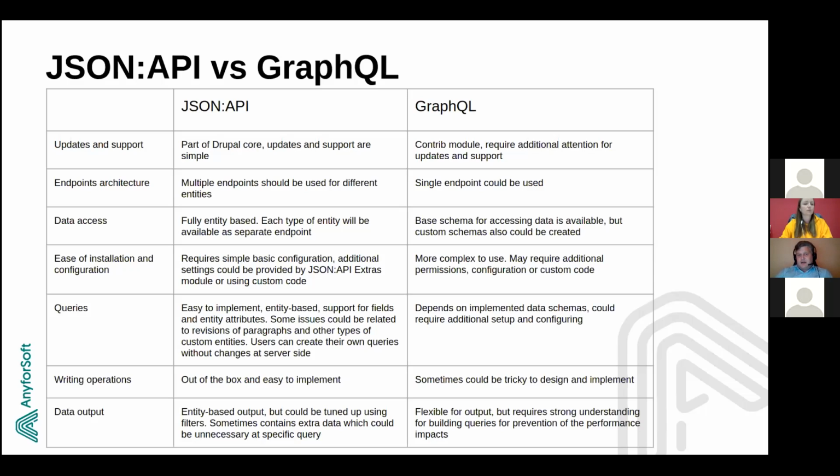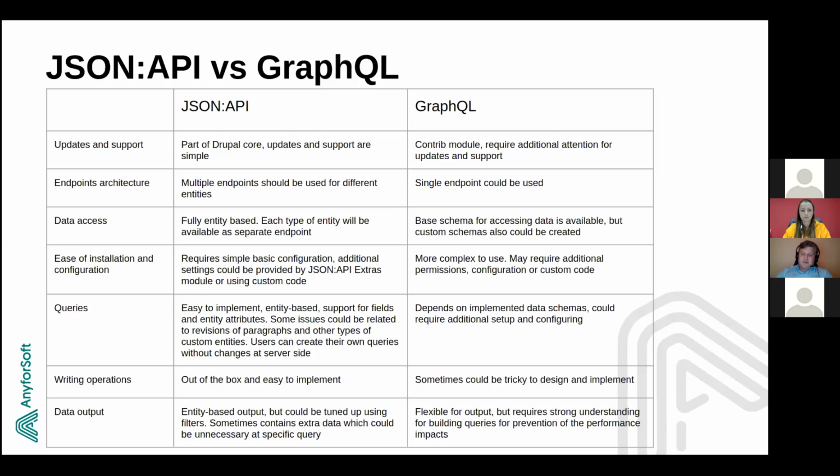And for data output, for JSON API, the data output is entity-based, so we will have exactly the same structure as we have in Drupal by default, but we can tune it using filters. We can do some sorting in the query, and also we can remove extra data which is unnecessary for specific queries.